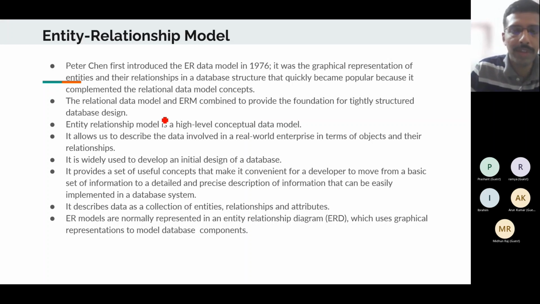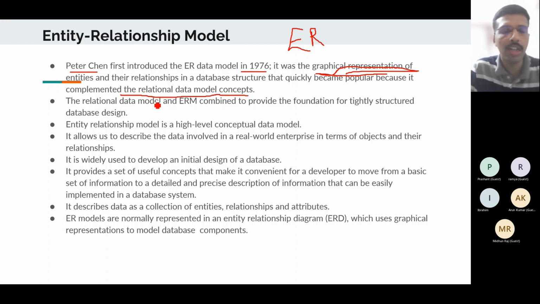The data model that we saw in the last class, the first model that we discussed, was the relational model. And today we will discuss what is called the entity relationship model, or ER model. This was introduced by Peter Chen in 1976. It was initially intended as a graphical representation of the entities and their relationships. But it later became very popular because it was very easy to use the entity relationship model along with the relational data model to actually design and implement databases.